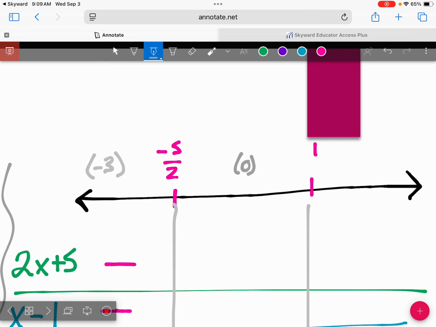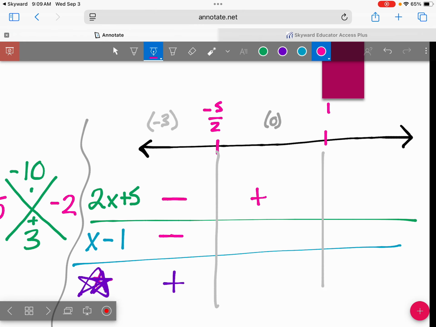If I use my x as 0, is this piece going to be positive or is this piece going to be negative? Positive. 2 times 0 plus 5. So we get a positive value here. Is this piece going to be positive or negative? Negative. Because we would have 0 minus 1 would give us a -1. So this piece is going to be negative. If I have a positive value times a negative value, are we going to have a positive or a negative down here? Negative. Because these two pieces get multiplied together.